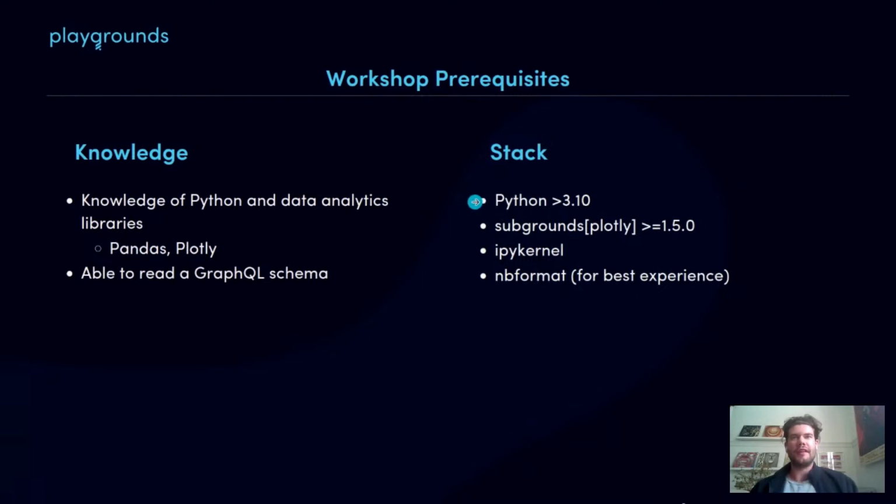In terms of the dependencies that we'll be using for this workshop, Subgrounds requires Python 3.10 and above. We'll be using the latest version of Subgrounds, which is 1.5, with the Plotly extra dependency. And we'll be using IPY kernel and NB format for being able to run Jupyter notebooks inside VS Code.